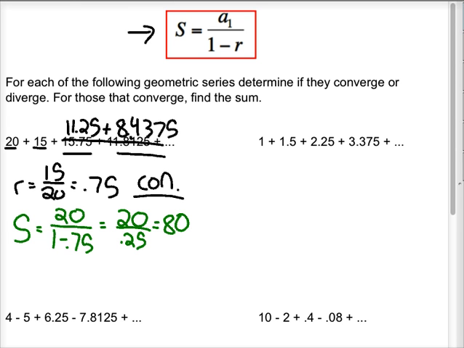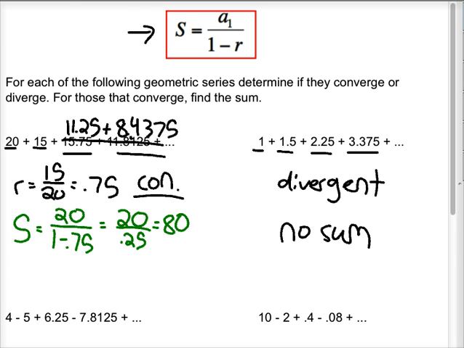All right, what about this next one? Well, notice these numbers: 1, 1.5, 2.25, 3.375. Well, notice those are getting bigger. So because those are getting bigger, that makes this a divergent series. And when the series diverges, it means that there's no sum. Because the terms are getting bigger and bigger and bigger, they're not settling in on a particular value for a sum. So there's nothing more we can do when that's the case.